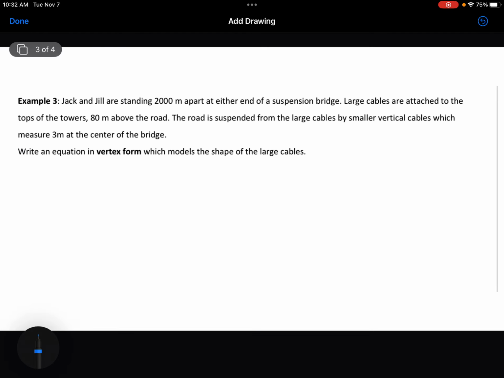Looking at this here, so we've got Jack and Jill. They're standing 2,000 meters apart. So if I was doing this, and then at the end of a suspension bridge, large cables are attached 80 meters to the top of the road. The road is suspended from a large cable by vertical cables, which measure 3 meters. Write an equation in vertex form. So if we were to look at this, we've got kind of a point like this. We've got the top of 2 towers. So this is going to be 80, and we're going to be right here, and then one way over here.